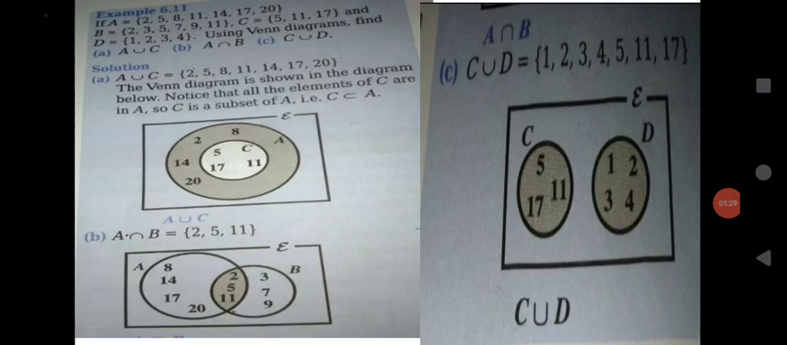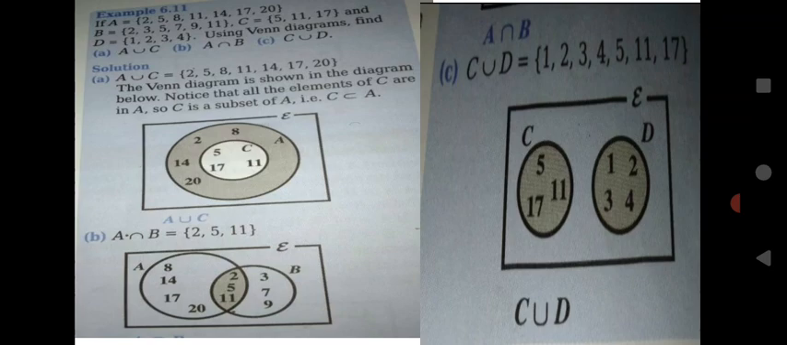So let's look at that again. You can see how it is drawn. A and C, all of them are in the same set, but they do not have anything in common. In that first Venn diagram, you see that there is nothing common between A and C. But let's look at A and B. 2, 5, and 11 are common elements of A and B. You can see how it is visualized using a Venn diagram.